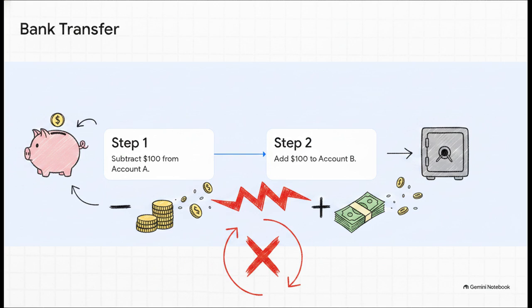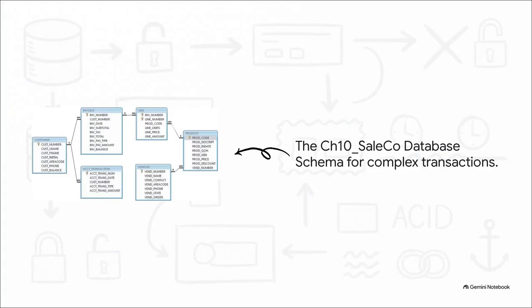And that is exactly why the entire unit of work must be rolled back or undone if it's interrupted. If every single step doesn't finish, the transaction is completely aborted. And you know, this plays out constantly in much more complex scenarios. Take a look at this sale code database schema. A real-world transaction, like selling a product to a customer on credit, isn't just one simple step.